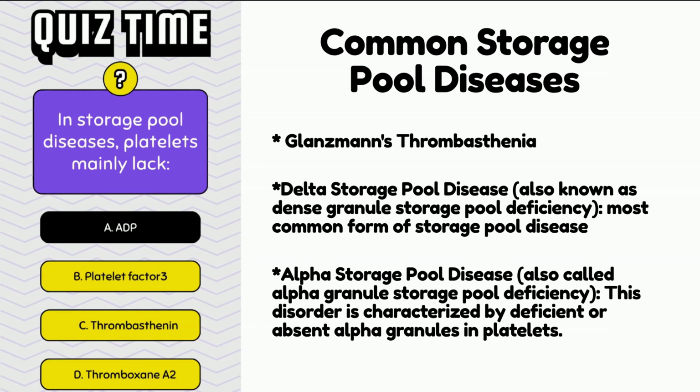In storage pool disease, these storage containers are either missing, deficient, or don't work right. As a result, the platelets can't release the necessary chemicals, making it harder for them to form a clot. This can lead to excessive bleeding or bruising, even though the number of platelets in the blood may be normal.